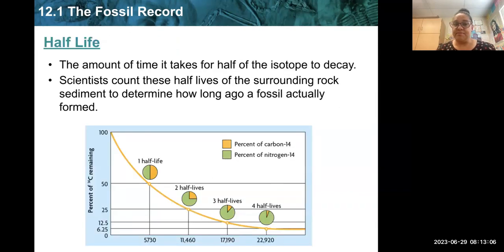A half-life is the amount of time it takes for half of that isotope to decay. So scientists can count these half-lives of the surrounding rock sediment to determine how long ago a fossil actually formed.